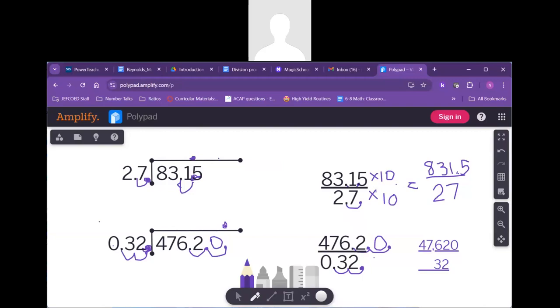All right, so we're not going to actually divide these on this video because you've been doing division. You know how to divide. So this was just to show you what to do to get rid of those decimals in the divisor.